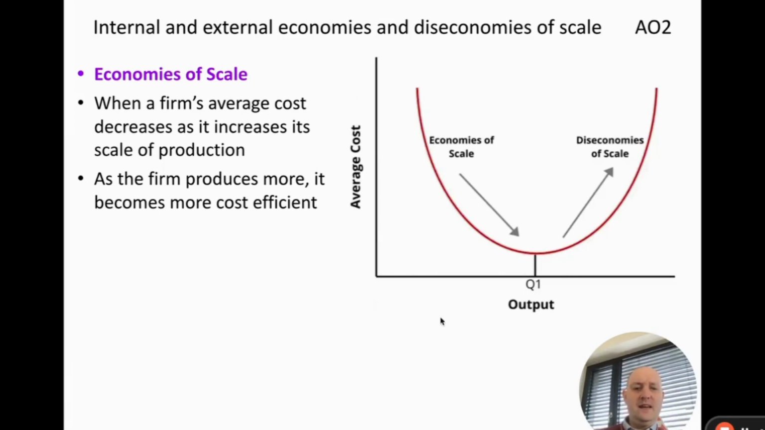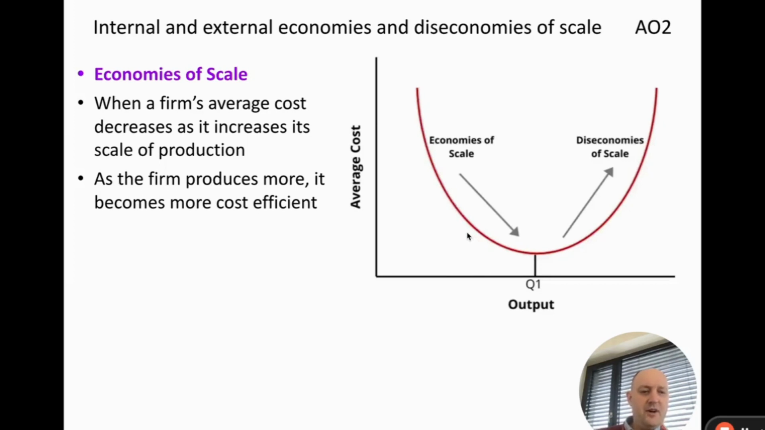So on the x-axis, we've got output, which is level of production, how much they're producing. On the y-axis, you've got average cost. Average cost is calculated as your total cost divided by your output. And so what we're saying is that when we're producing low amounts of a product, then the average cost is going to be quite high. So what that means is if we're not producing very much, the cost of producing each item is likely to be relatively high. Then as we produce more and more, it's going to become cheaper to produce each item.